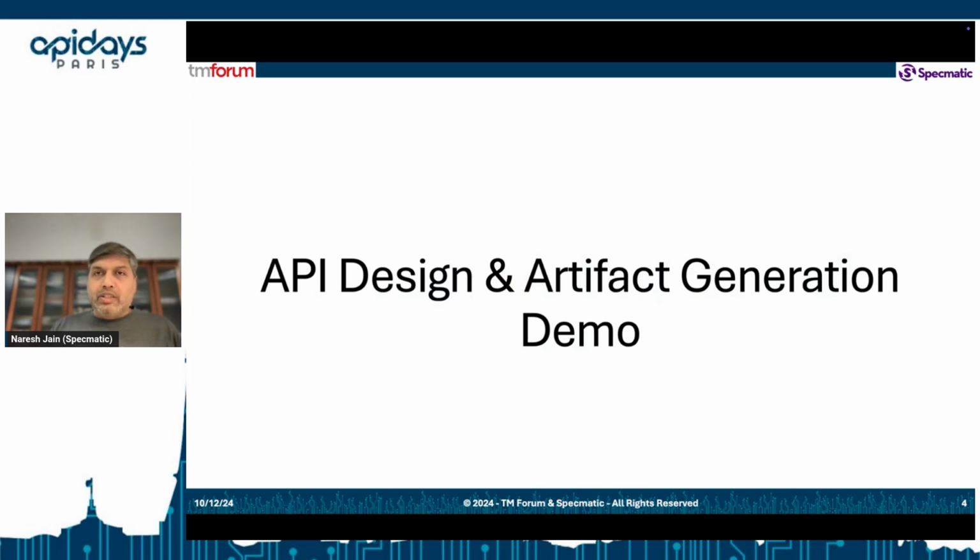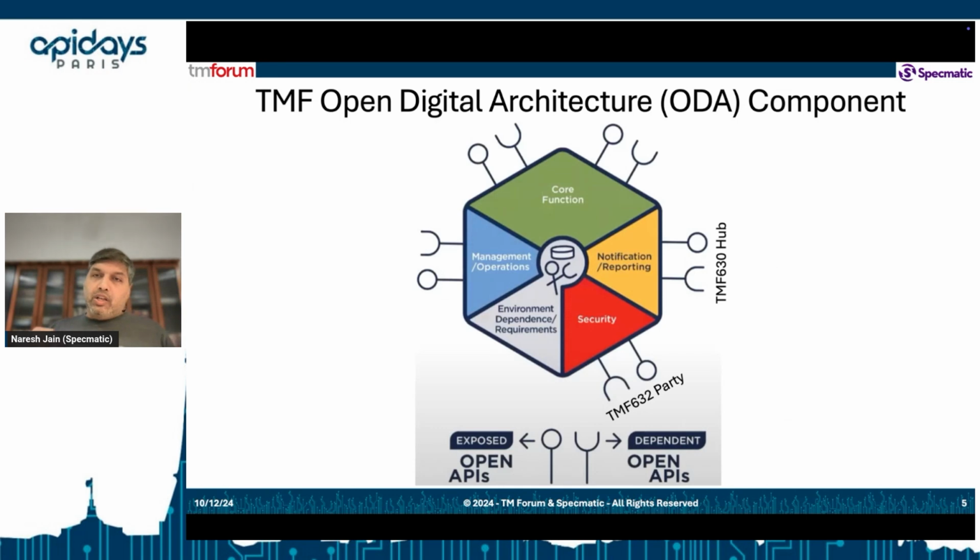I want to quickly introduce a concept called the Open Digital Architecture component, right? What this essentially does is take each of these API specifications and logically group them into business components, if you will. The business components provide the core functions provided by these APIs, and then the security standards, and any business metrics that you want to monitor and so forth. Each component would have a set of exposed open APIs and a set of dependent APIs on which it depends, right?